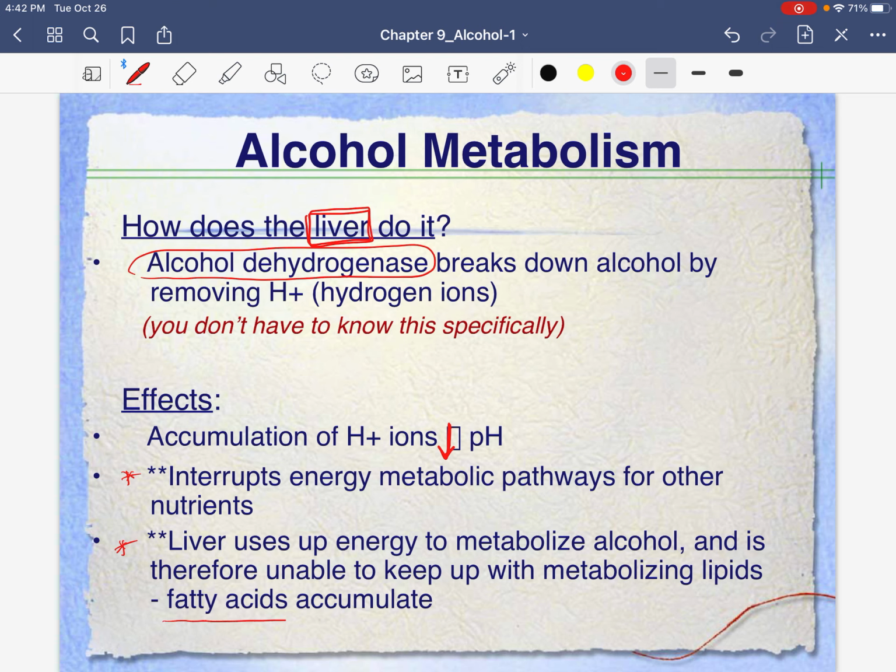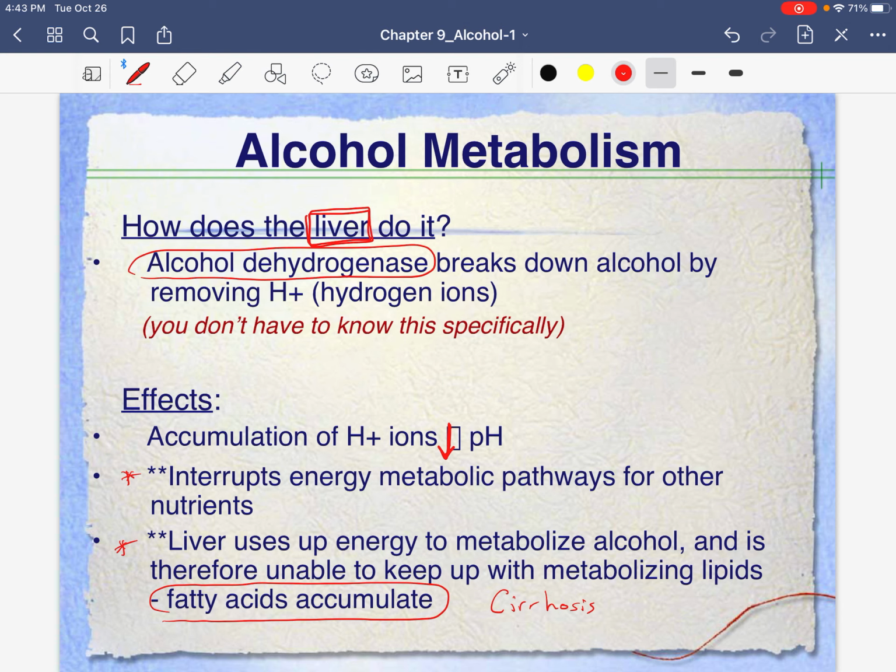And what can happen over time is you can get a fatty liver. I think I'm going to spell this right, cirrhosis. And we're going to talk, there's a slide on this shortly. But over time, if the liver continues to have to spend time metabolizing alcohol, and therefore it's not able to keep up with metabolizing carbohydrates and fats in particular, fatty acids will accumulate.